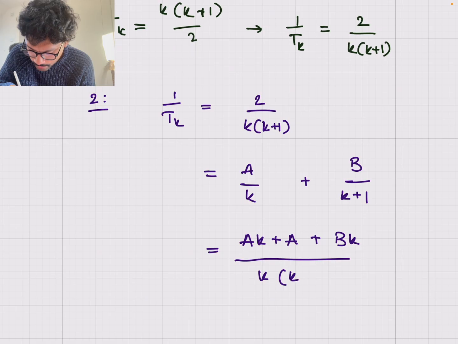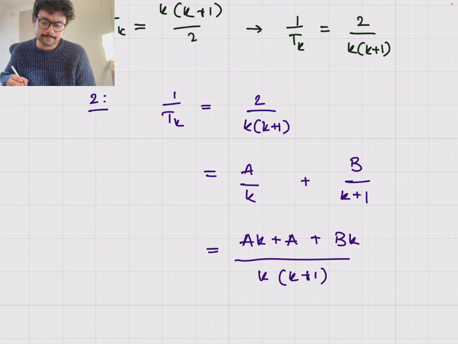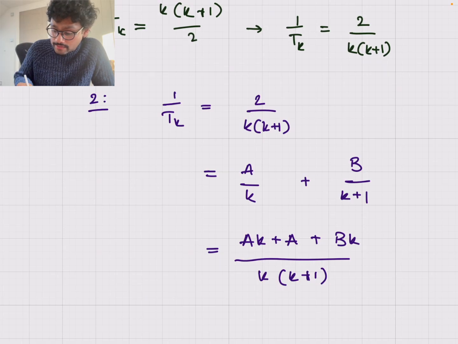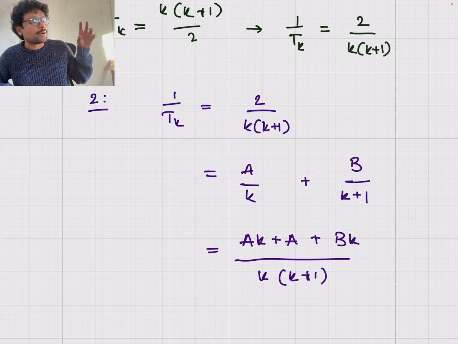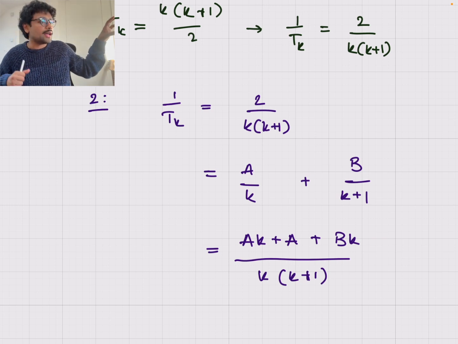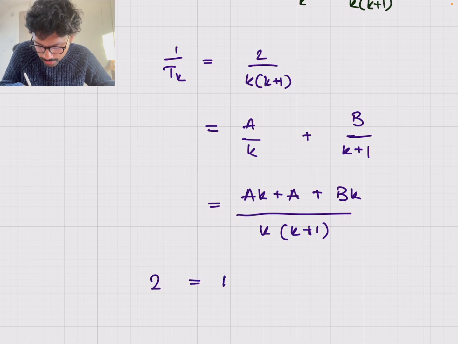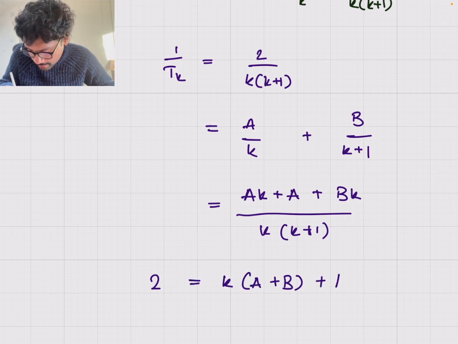Well, looking at this, if these 2 fractions are equivalent and the denominators are the same, then the numerators must be the same. You know, if I have some amount of a third of a pizza and someone else has some amount of a third of a pizza, and we have the same amount of pizza, then we have the same number of thirds of pizzas. Simple as that. So we know that 2 is equal to, and just factorizing here, a times (k plus 1) plus b times k.